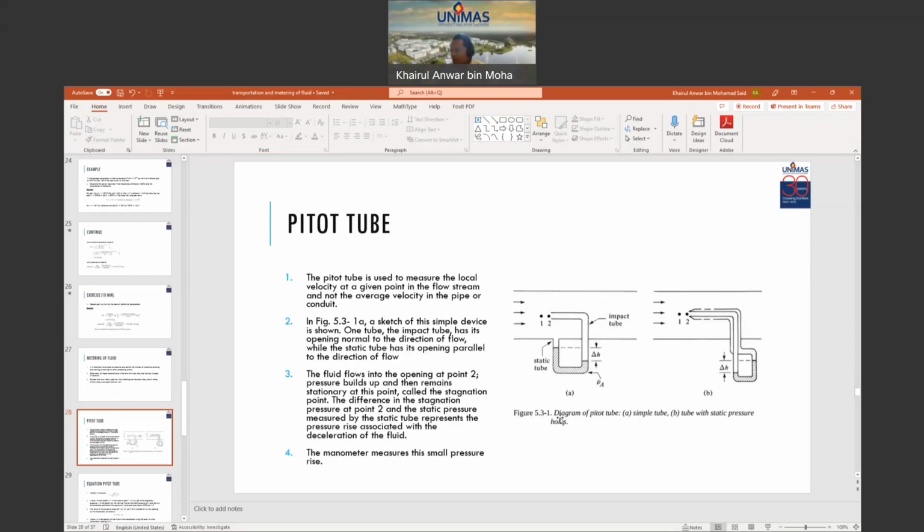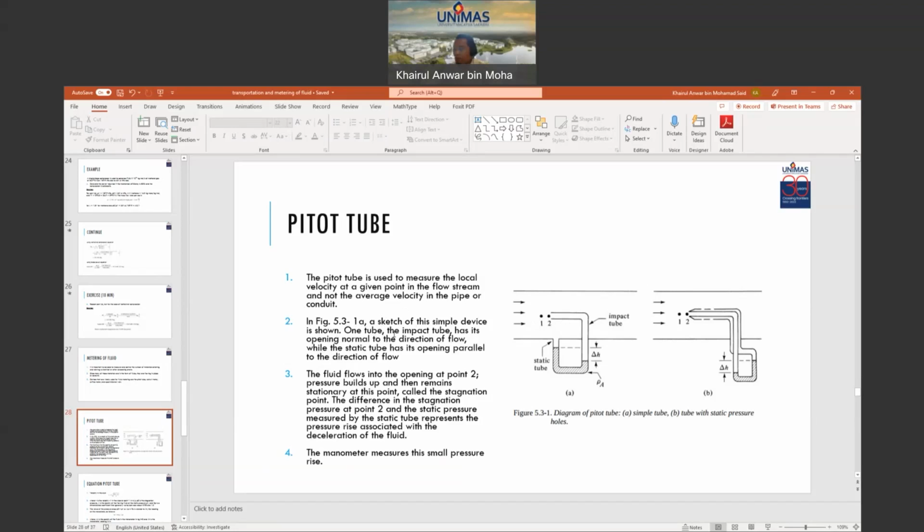Figure 5.3-1. A is a simple tube. B is a tube with a static pressure hole. The pitot tube is used to measure the local velocity at a given point in the flow stream and not the average velocity in the pipe, as you can see here. Measure in the middle. In figure 5.3-1A, a sketch of this simple device is shown.